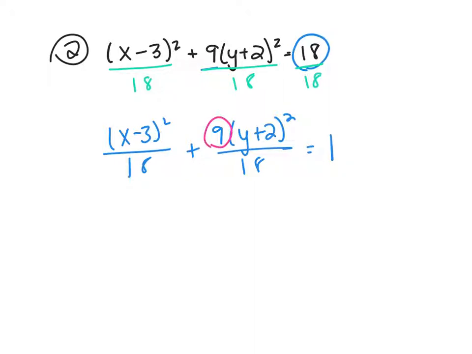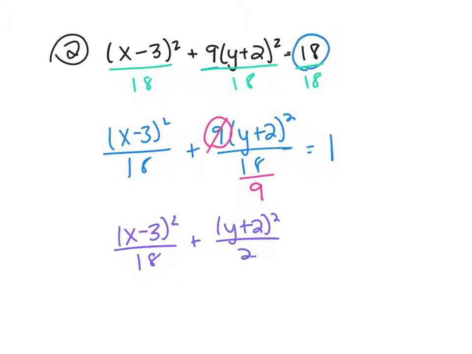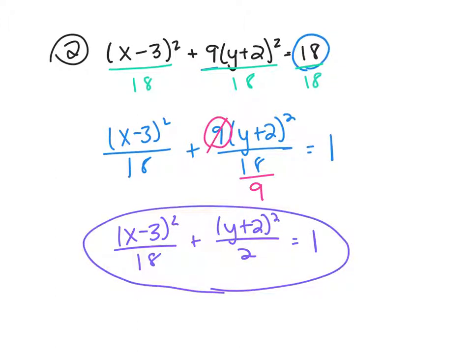So the x minus 3 term is fine. 18 stays on the bottom. For the y term, that 9 just flips down to the bottom. So our final answer in standard form here is x minus 3 squared over 18 plus y plus 2 squared all over 2 equals 1. Again, now that it's graphable, we can find the a, b, we can find our center, and we're good to go.